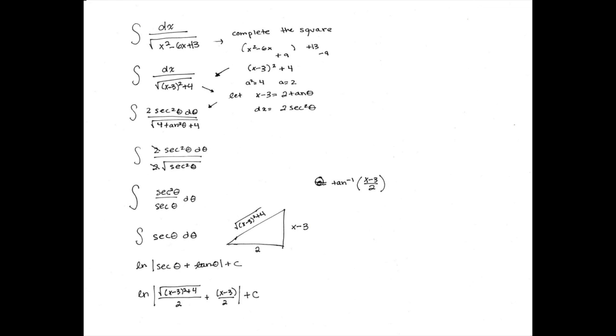So our answer is going to be the natural log of the square root of x minus 3 squared plus 4 over 2, because that's the secant of theta, hypotenuse over adjacent, plus tangent, which as we know is x minus 3 over 2. And you always want to add plus c, because that is your constant.